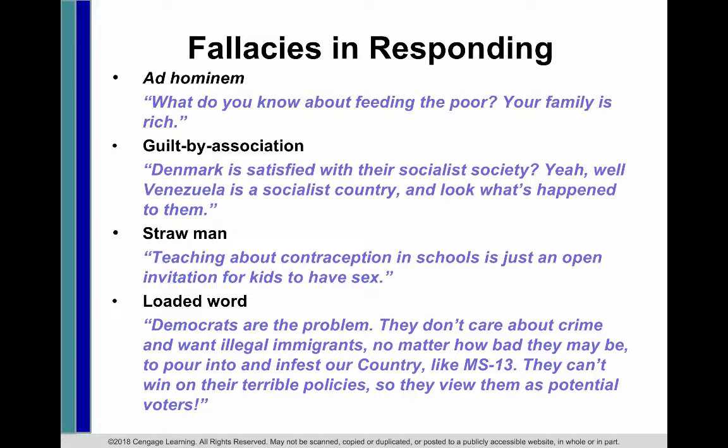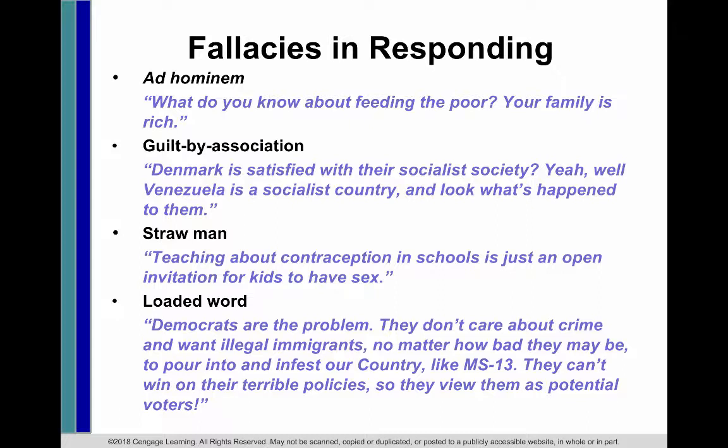In it, the person links the claim to something they find repulsive or objectionable. This example: Denmark is satisfied with their socialist society. Yeah, well, Venezuela is a socialist country, and look what happened to them. This implies that Denmark's socialist society is bad because of a failing socialist country like Venezuela. Denmark is somehow guilty based on what happened in Venezuela because they have some things in common. But just because they're both socialist societies doesn't make Denmark bad.